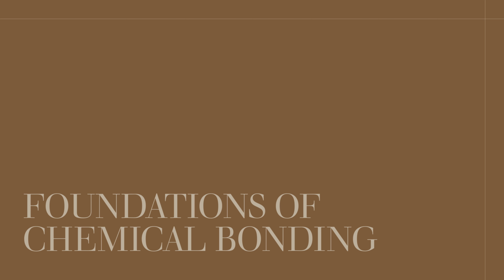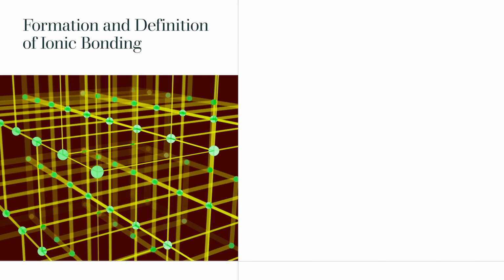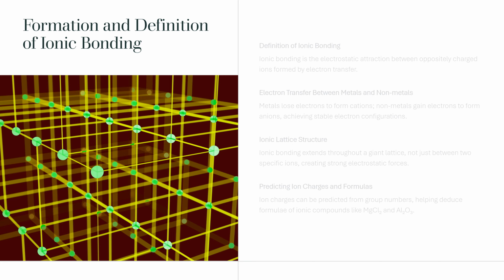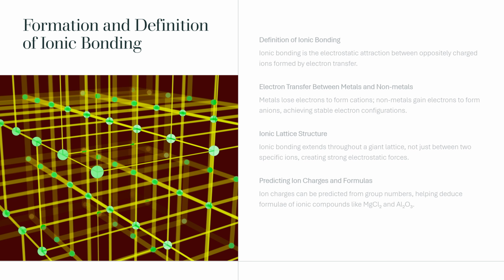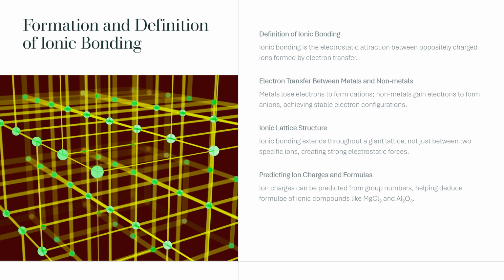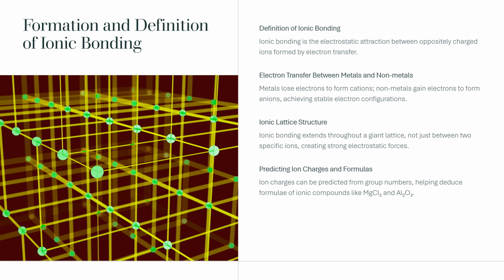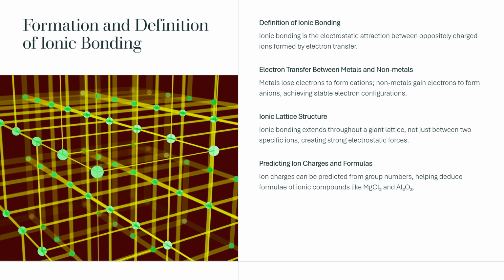Ionic bonding occurs when electrons are transferred from a metal atom to a non-metal atom. This forms positive and negative ions, which are held together by strong electrostatic attractions. These attractions act in all directions throughout the giant ionic lattice. Ionic bonding is defined as the electrostatic attraction between oppositely charged ions formed by the transfer of electrons. This type of bonding typically occurs between metals and nonmetals due to their large difference in electronegativity.